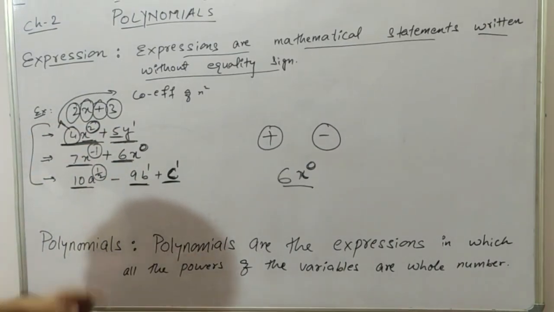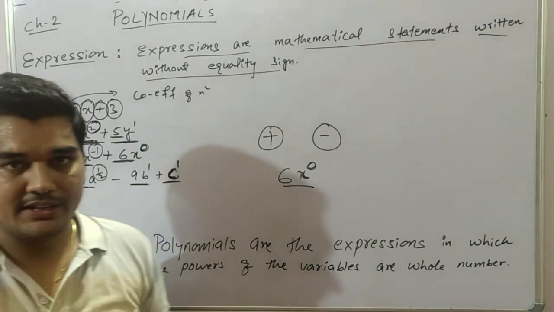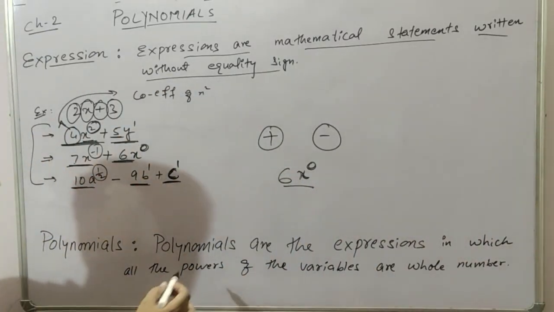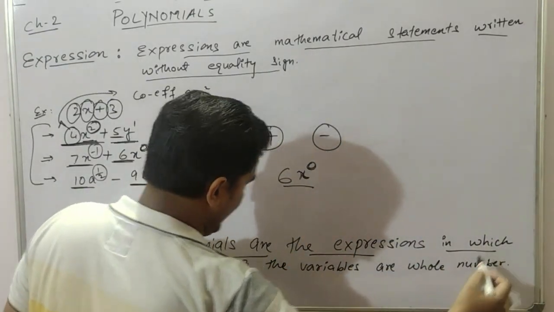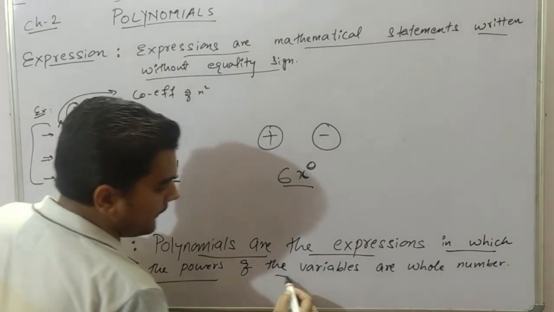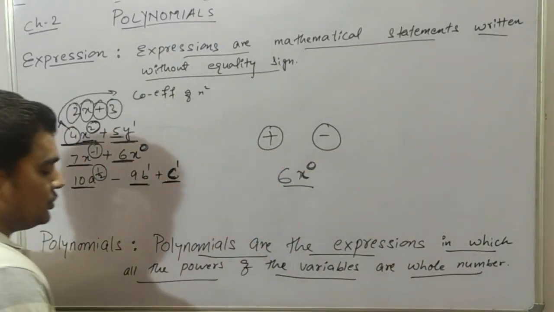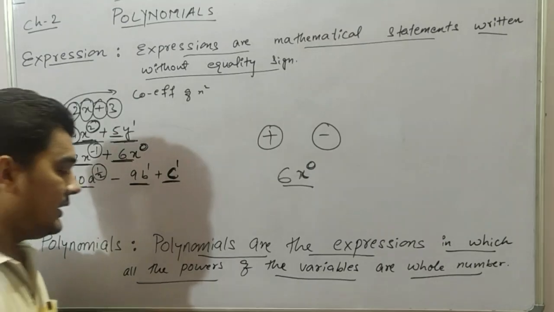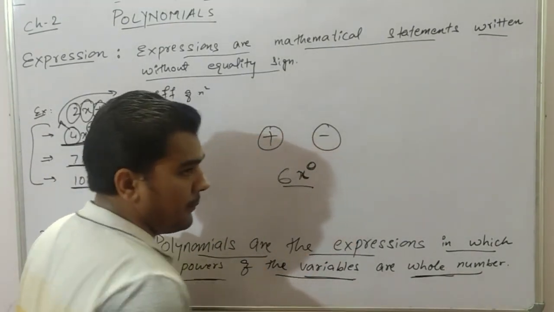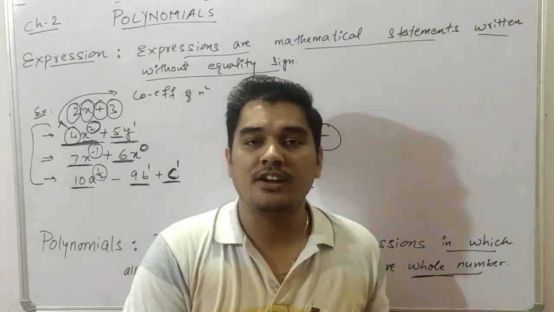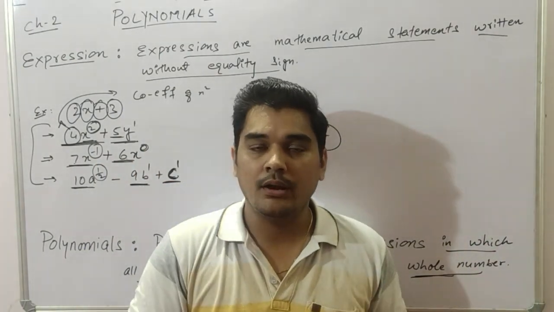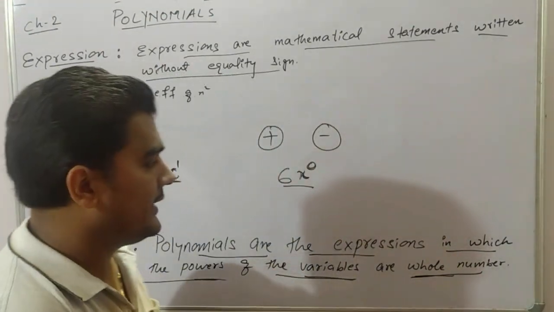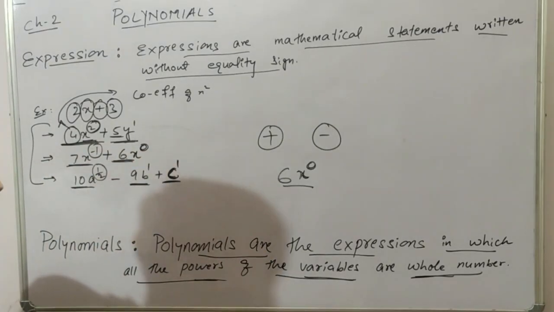Understood? Now I hope you understood what an expression is. Now come to the polynomial. What is a polynomial? Polynomials are the expressions in which all the powers of the variables are whole numbers. So polynomials are also expressions, but in which the powers of the variables are whole numbers. So what are whole numbers? All positive numbers starting from 0 are whole numbers, or you can say natural numbers including 0 are whole numbers, like 0, 1, 2, 3, 4, 5.